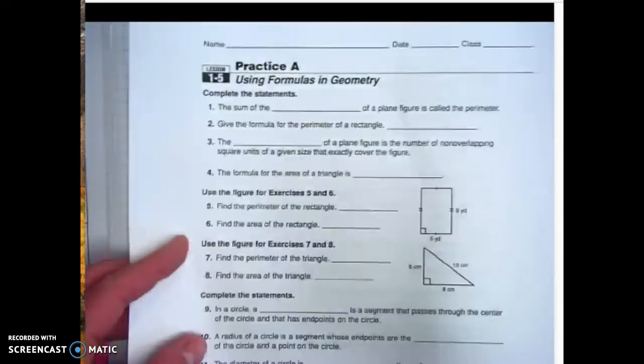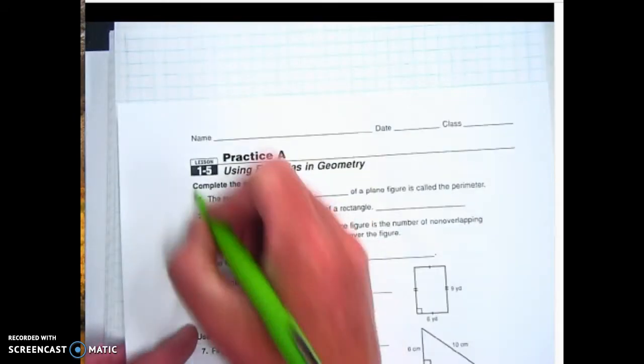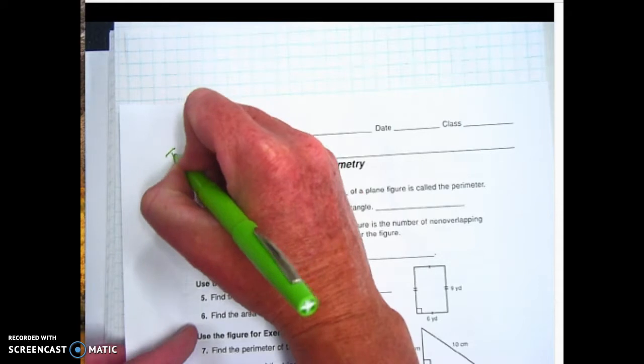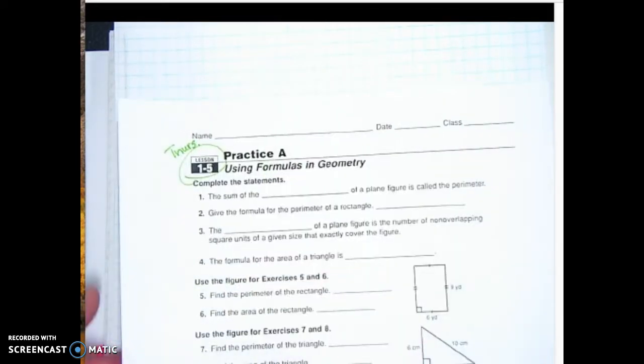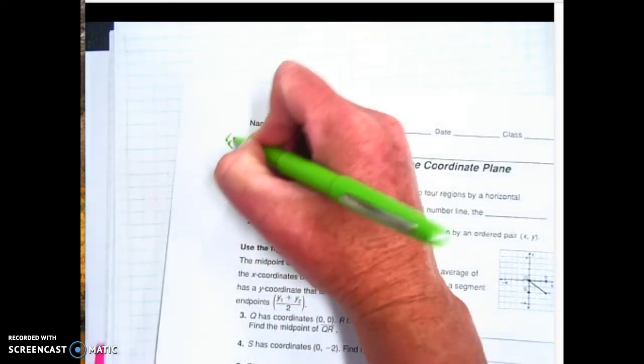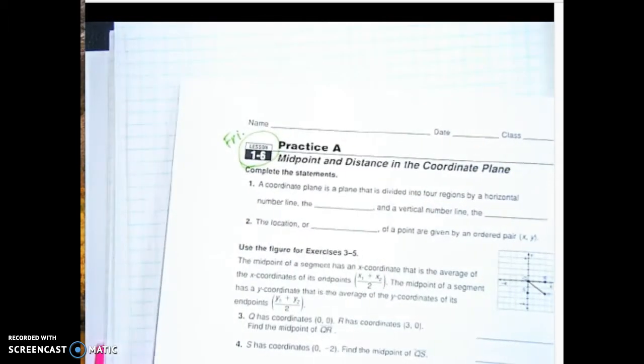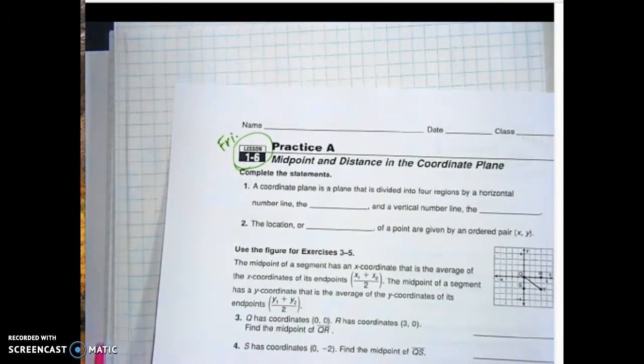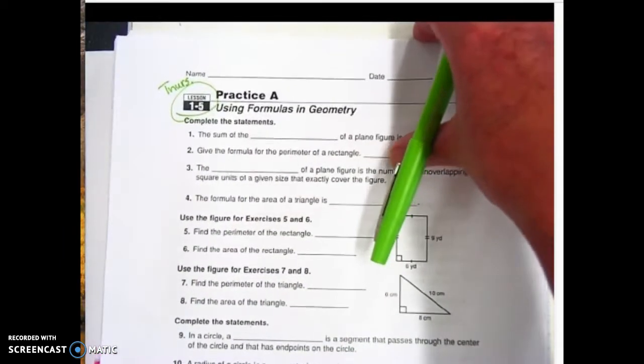So there are two sides. One side says 1-5. That's today. That's Thursday. Flip it over to the back. You're going to see 1-6. We're going to do that one tomorrow. Okay. If you're super bright and you want to go ahead, go for it. But today we're going to focus on the 1-5 side.